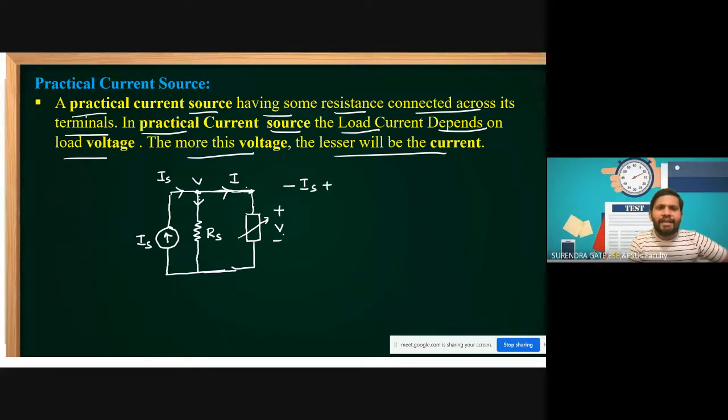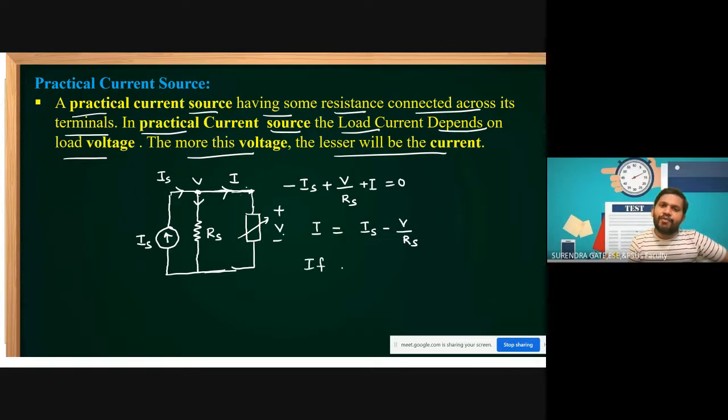What is the leaving current here, sir? What is the voltage at this point? V. Apply Ohm's law: V by RS. This plus I is equal to 0. Now, what is the load current, students? The load current equal to IS minus V by RS. Correct. I equal to IS minus V by RS.